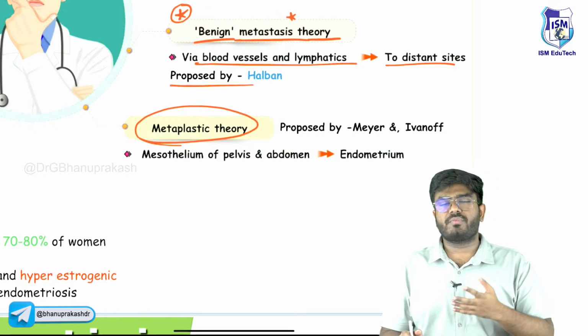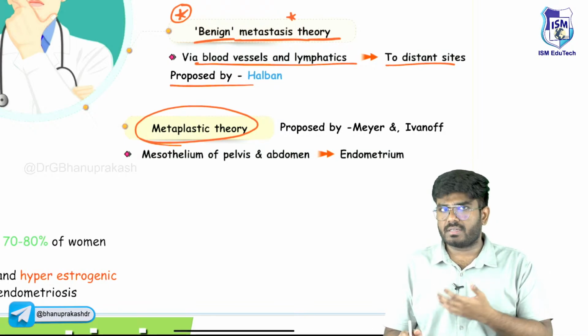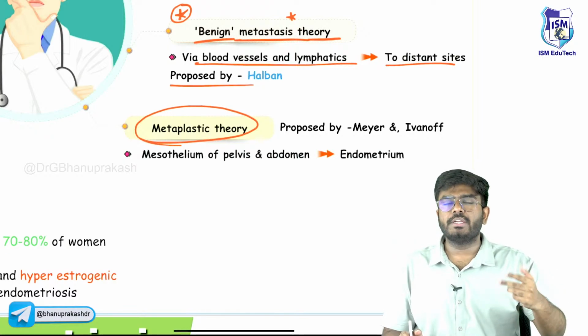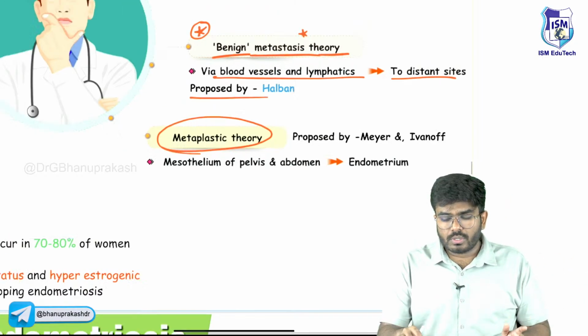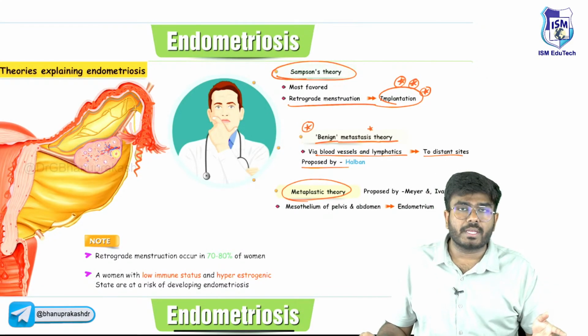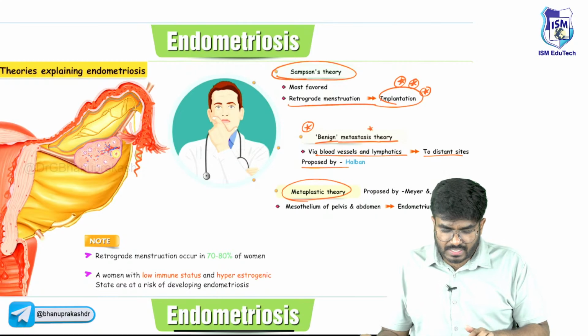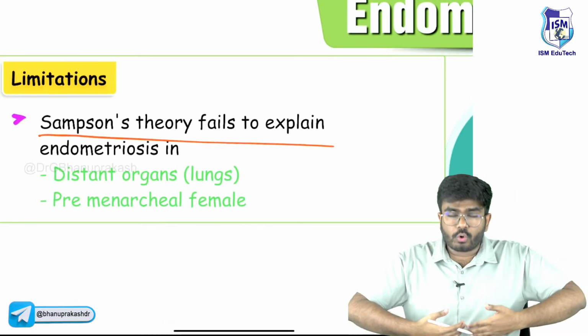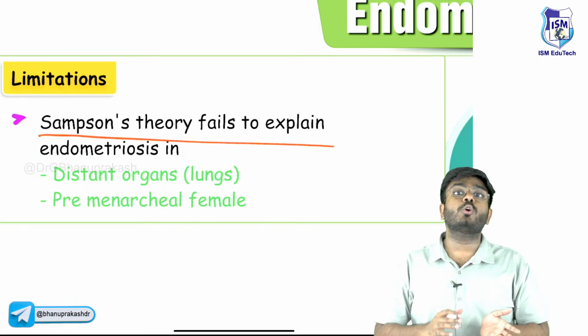Simple, the lining epithelium, for example, the lining epithelium which is there in the lungs. Now it got changed, a metaplastic change into the endometrial cells. Okay, so these are the different theories which explain why there is ectopic endometrium. Okay, in one of the exams, this question was asked. So Sampson's theory, the famous theory that retrograde menstruation is the one causing the endometriosis.